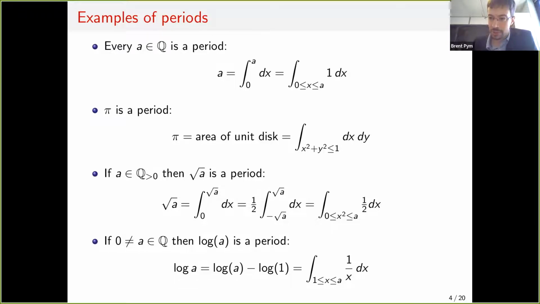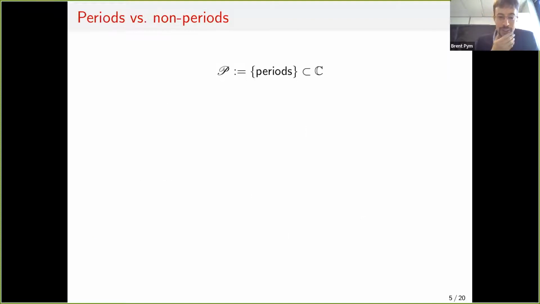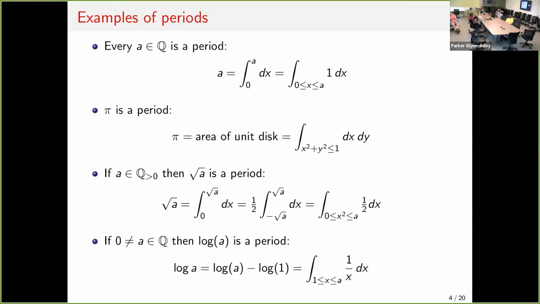Any questions about these examples? All right. So far, so good? Pardon me? So far, so good. I think we're okay. Good.